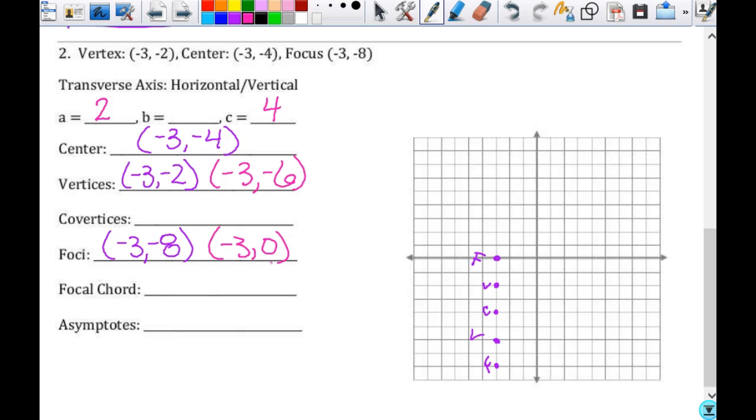We got all that so far? If you don't have them labeled, you just have a bunch of points on there that you might accidentally use wrong. So I need B in order to get the rest of the stuff. So I know that C squared equals A squared plus B squared here, because the sign here is opposite of the sign in the equation itself. So that means I get 4 squared equals 2 squared plus B squared. It's going to give me 16 equals 4 plus B squared. So B is the square root of 12, which is 2 square root of 3.